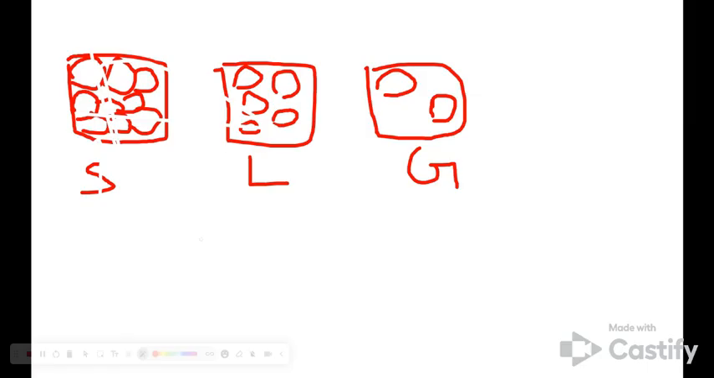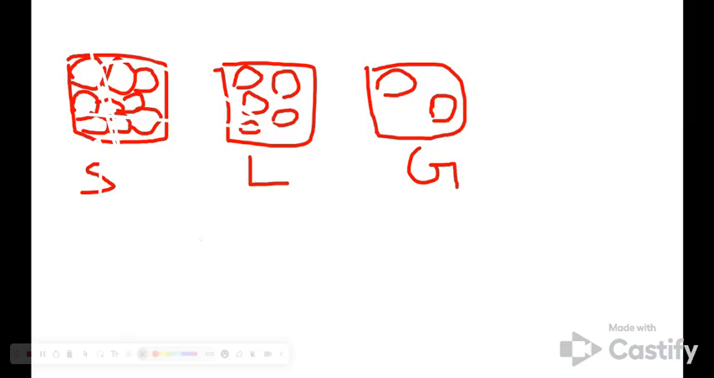Let's go to the mixtures. There are two types of mixtures: homogeneous mixtures and heterogeneous mixtures. A homogeneous mixture is uniform throughout, for example salt water or air. A heterogeneous mixture is not uniform, like sand and water, or salad.